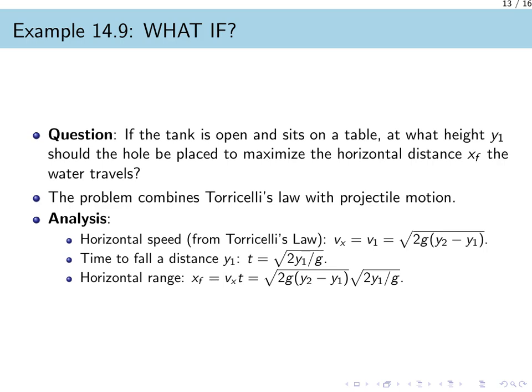The horizontal range, xf, is simply the horizontal speed multiplied by the time of flight. This gives us an equation for the range that depends only on the position of the hole. Notice the trade-off. A low hole gives high speed but a short flight time, while a high hole gives a long flight time but low speed. Our goal is to find the height y1 that maximizes this range.